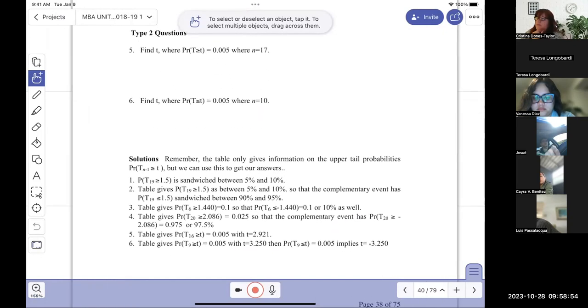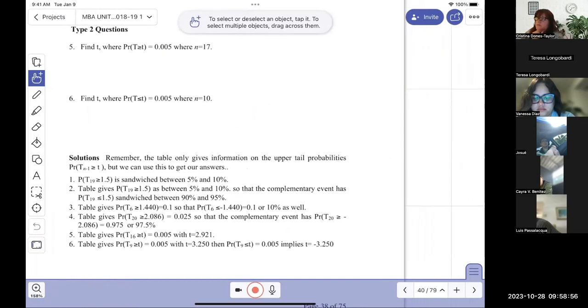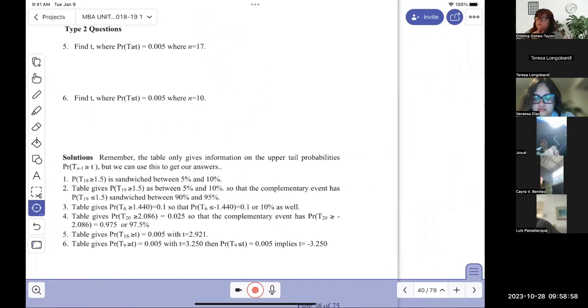And so again, this is the largest set of notes because I have lots of questions and all their answers. So it takes a lot of pages. So T19 greater than or equal to 1.5 is between 5% and 10%. But when we used Excel, we got 0.0750. It's 7.5%.